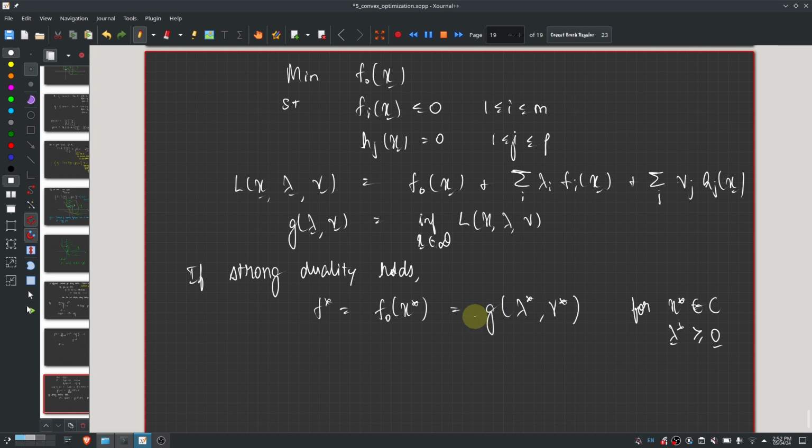But what is G of lambda star nu star? So let's fix nu star and lambda star. It's argmax subject to the constraint that lambda should be greater than or equal to 0. All right, but let's look at the definition of G. This is equal to the infimum over all x in D of L of x, lambda star, nu star.